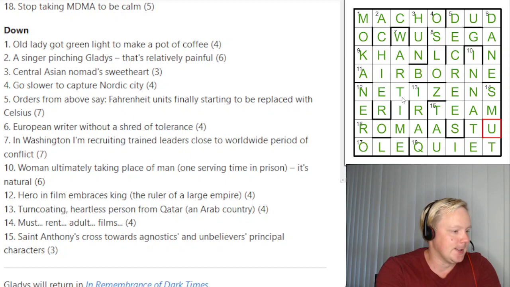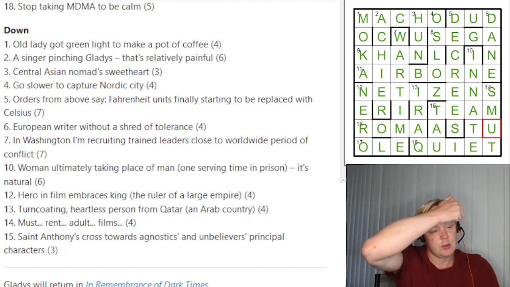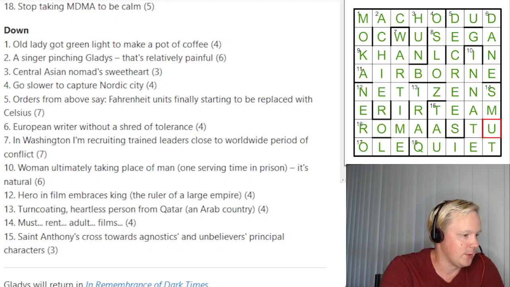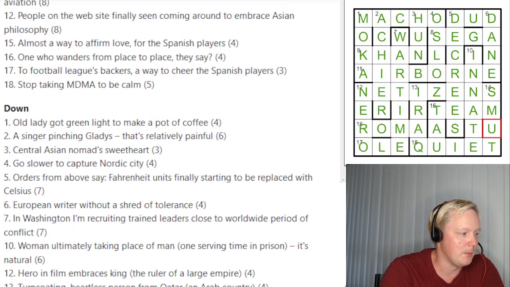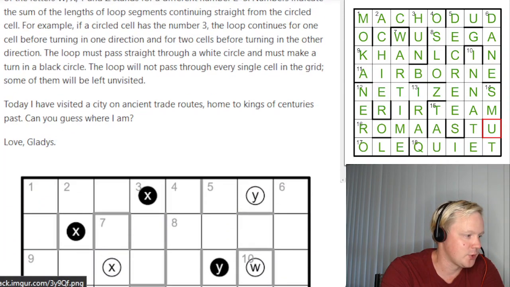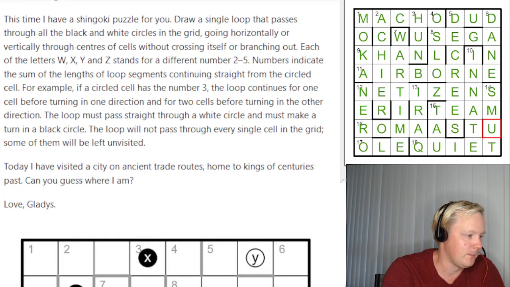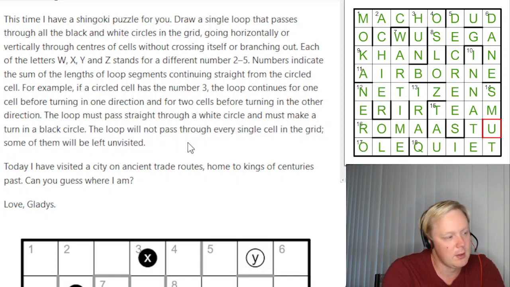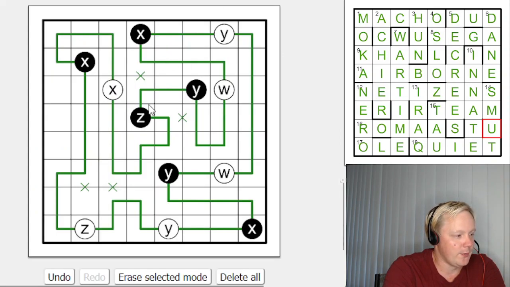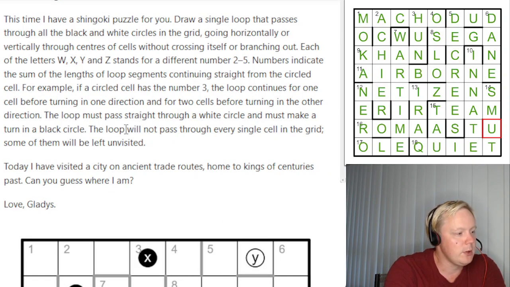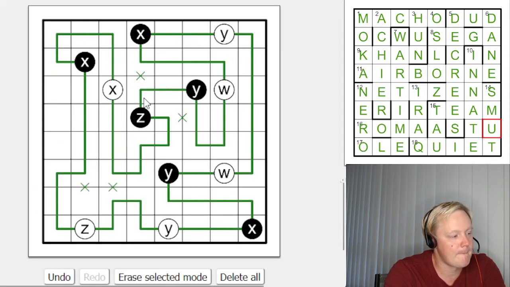So let's try to look at these together then. And maybe we can go back to the description. There was one sentence which we might need to pay attention to, which is this last one. So we had the loop here. So the loop will not pass through every single cell in the grid. Some of them will be left unvisited. Well, why say that? Wouldn't we know already once we've solved it that it doesn't visit all of the cells?